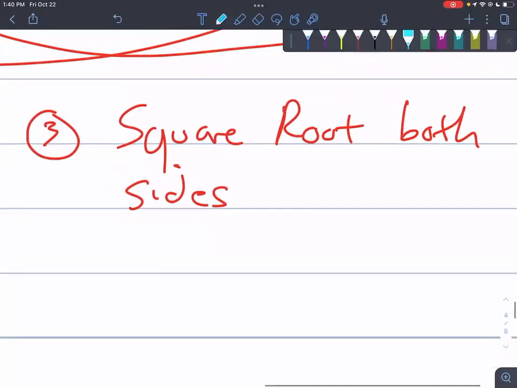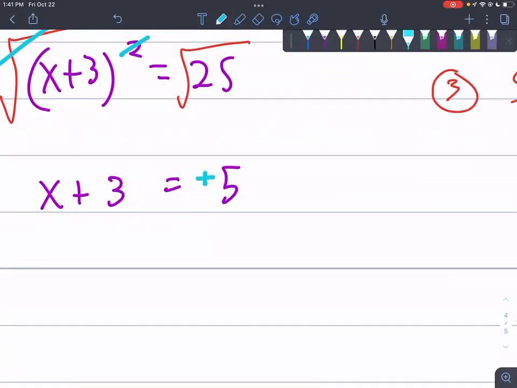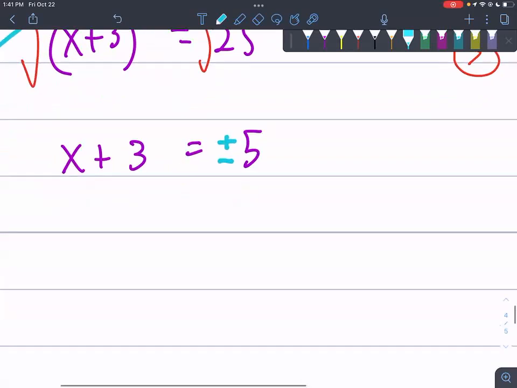So next to this square root both sides, you might put a plus or minus, just like that. Because when you square root both sides, you should end up with two different answers, a positive version and a negative version of the answer. So I'm going to put that next to this 5 here. So what that means is x plus 3 is equal to 5. Also, x plus 3 is equal to negative 5. And I'm going to write that both ways.